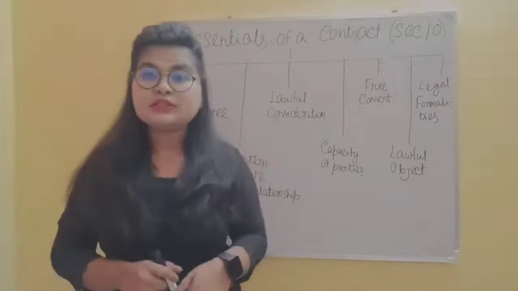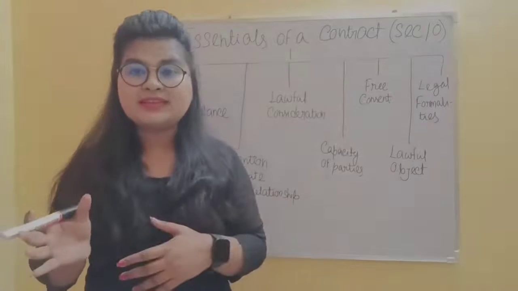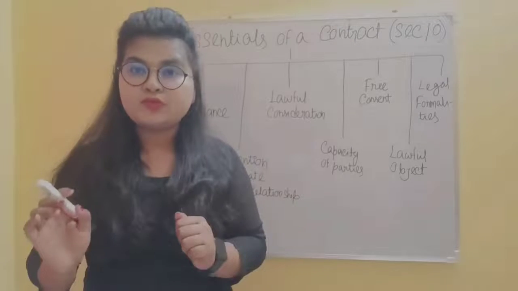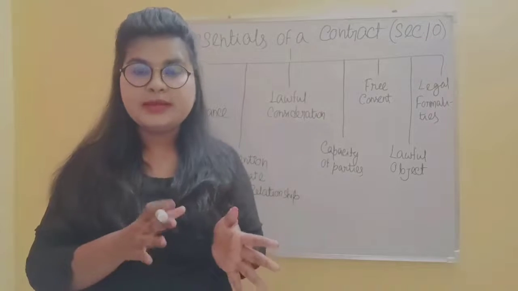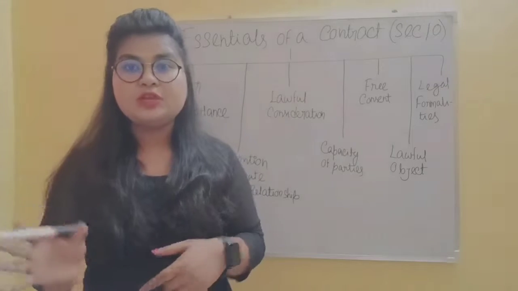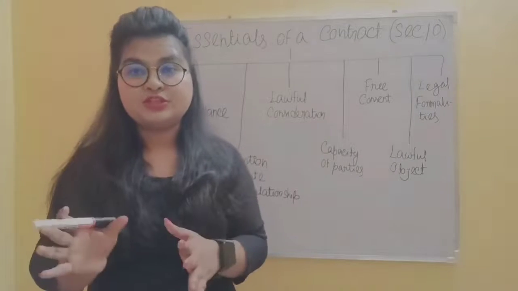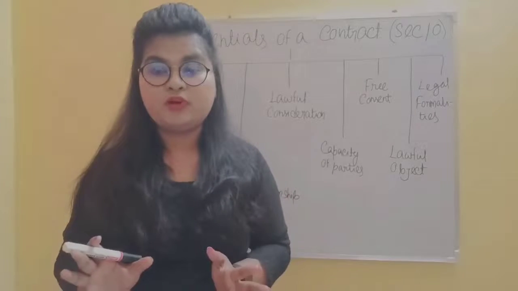The third condition is lawful consideration. It means the consideration that both the parties are getting must be lawful. In the example of the phone, A was selling his phone to B and B was buying the phone. For A the consideration was the money and for B the consideration was the phone. Here both the parties must get a lawful consideration. Any unlawful consideration is not valid under the law of contract.